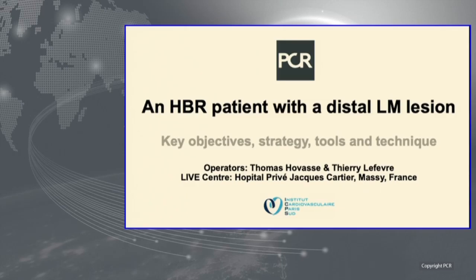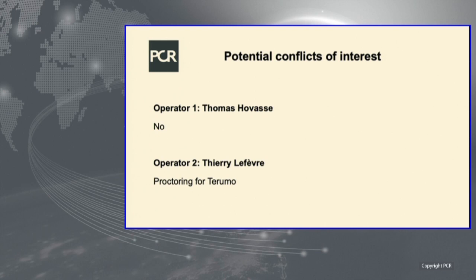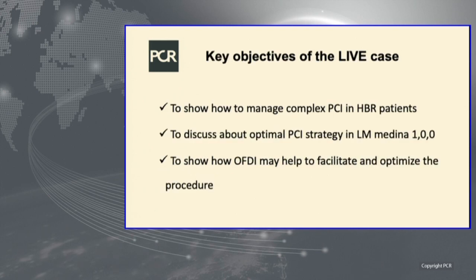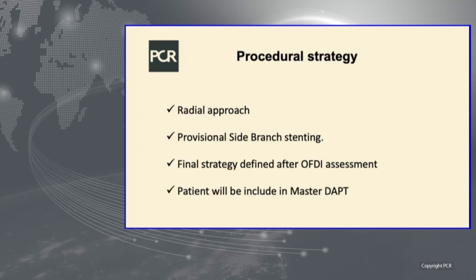Okay, so we have a patient with high bleeding risk, as you have already seen, and the objective of our live case, the second one, is to show how to manage complex PCI in this kind of patient, to discuss the optimal PCI strategy in left main Medina 1-0-0, and of course to show how OFDI may help to facilitate and optimize the procedure. So Thomas, maybe you can explain what we have already done.